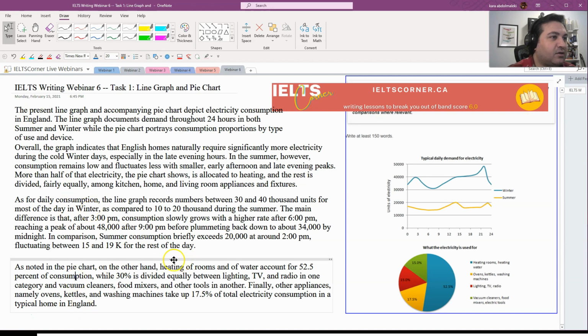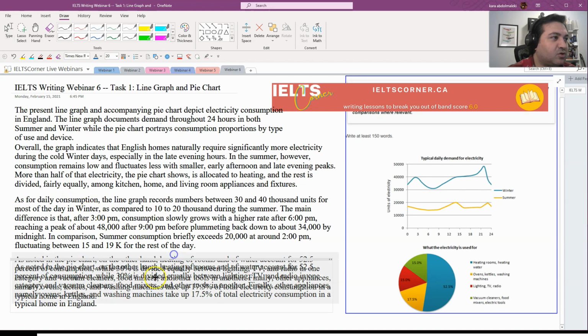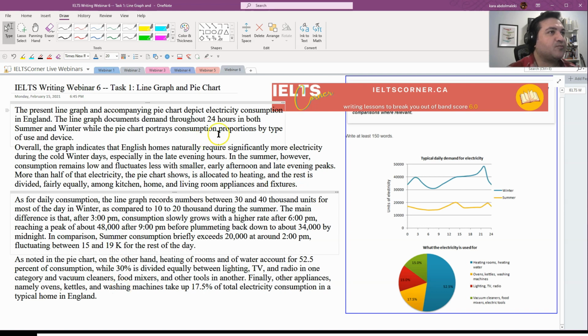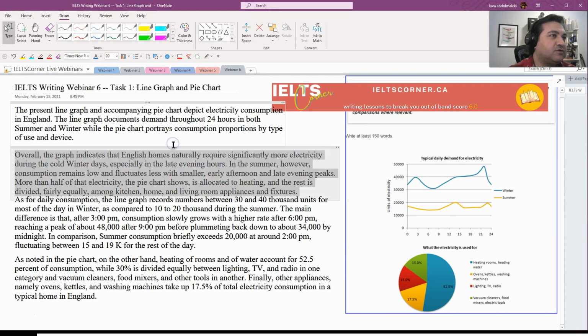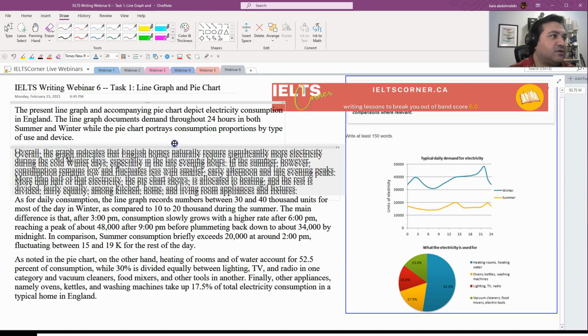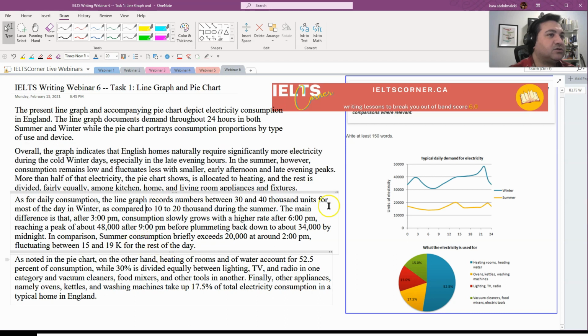And right now, this is probably about 260 words. So it's a bit long, but it's comprehensive. It covers everything. We didn't leave anything behind, and I anticipate that this is going to get a very good score.